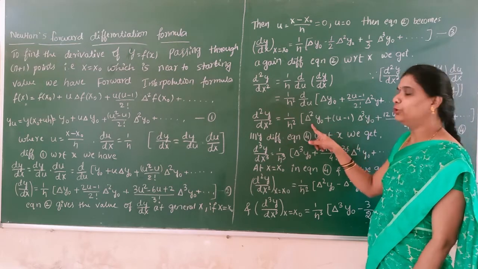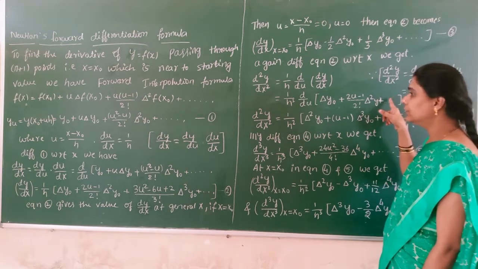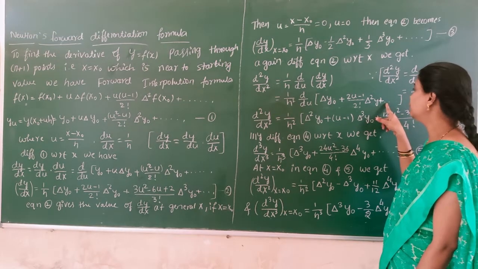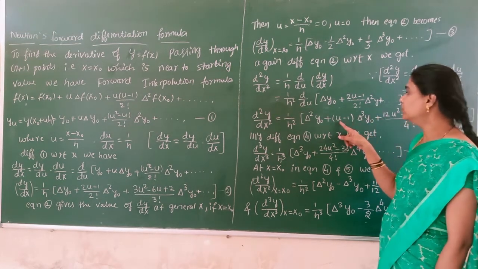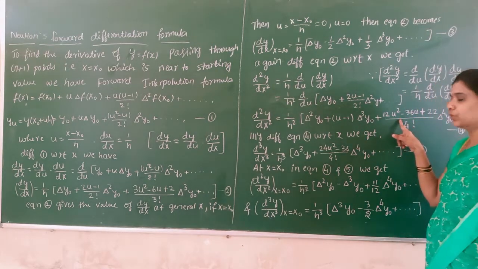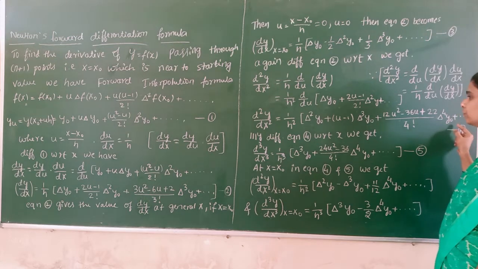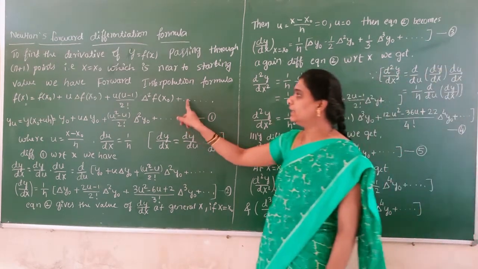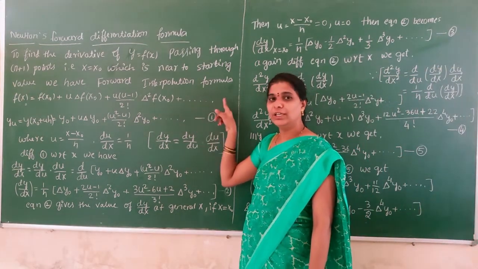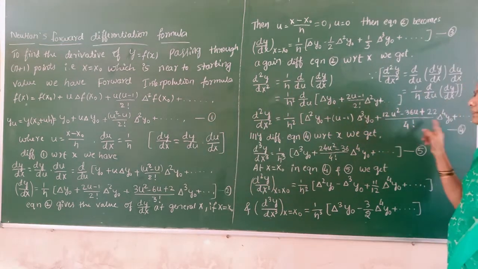Again we get the value is del square y naught. Similarly you can differentiate the third one, and we will get the value in terms of u minus 1 into del cube y naught and 12u square minus 36u plus 22 upon 4 factorial into del raised to 4 y naught. If we take here del cube f of x naught, del raised to 4 f of x naught, we will get the value of this one.